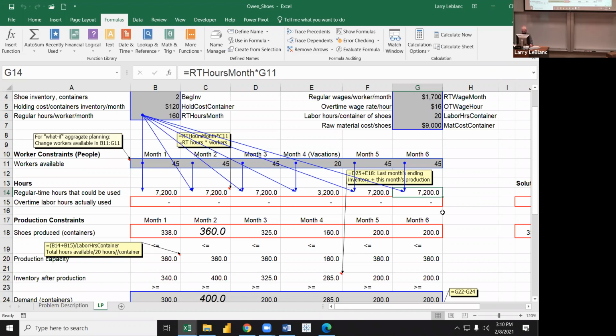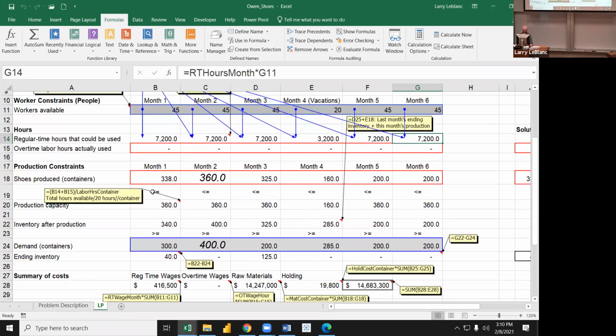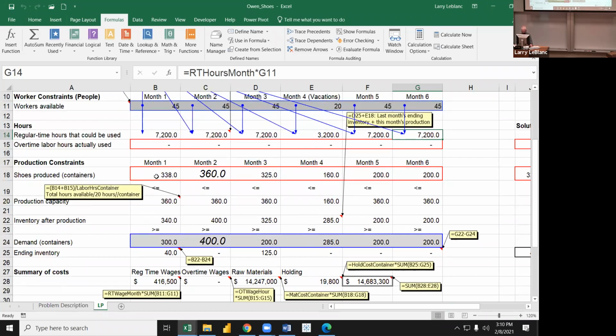The red border cells are changing cells. How much overtime should we use? Currently 0. Production constraints. The red border cells. How much shall we produce? Containers. How many containers shall we produce in months 1 through 6, in each time period in the horizon?